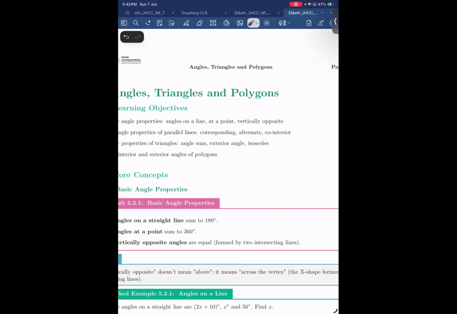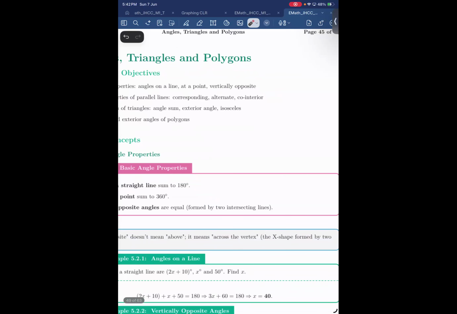So the basic angle properties you should all be very familiar with, right? Angles on a straight line are 180 degrees. Angles at a point, around the whole point, are 360 degrees. And vertically opposite angles are equal. So vertically opposite angles look something like this, right?